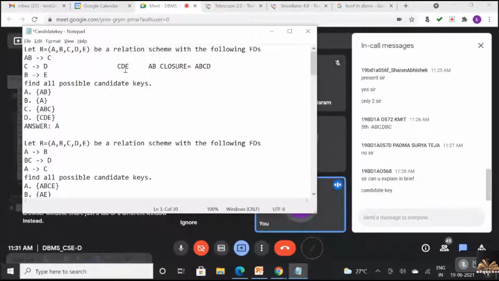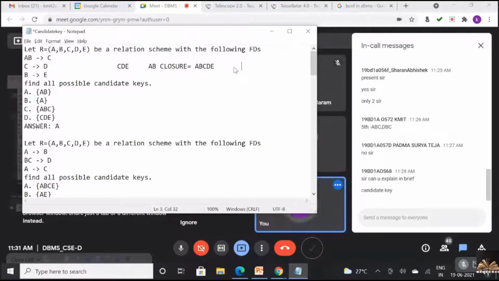Then the third functional dependency, B implies E. I already know the B value, so I can know the E value. Is anything else left out? No. So what is the closure of AB? AB closure is A, B, C, D, E. So I'm able to determine all the attributes of the relation R, which implies that AB is a candidate key.